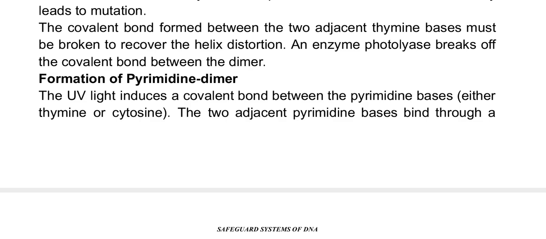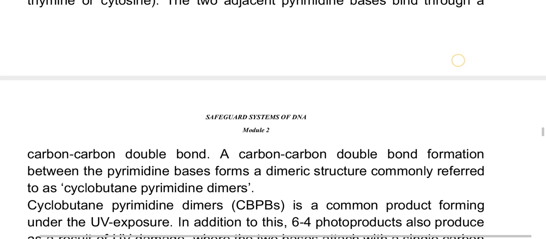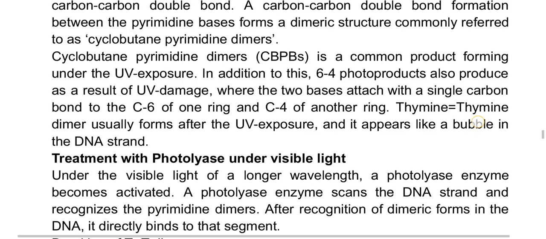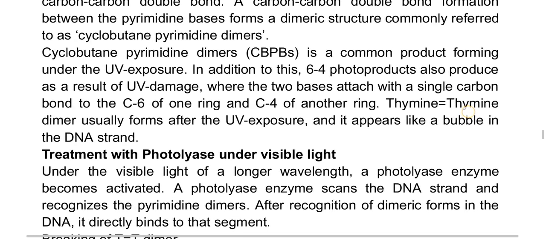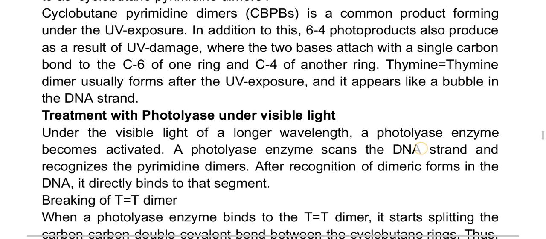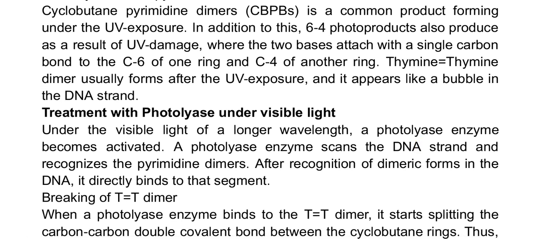An enzyme, photolyase, breaks the covalent bond in the dimer. Formation of pyrimidine dimer: the UV light induces a covalent bond between the pyrimidine bases, either thymine or cytosine. The two adjacent pyrimidine bases bind through a carbon-carbon double bond. This carbon-carbon bond formation between the pyrimidine bases forms a dimeric structure commonly referred to as cyclobutane pyrimidine dimers. Cyclobutane pyrimidine dimers are a common product formed under UV exposure.